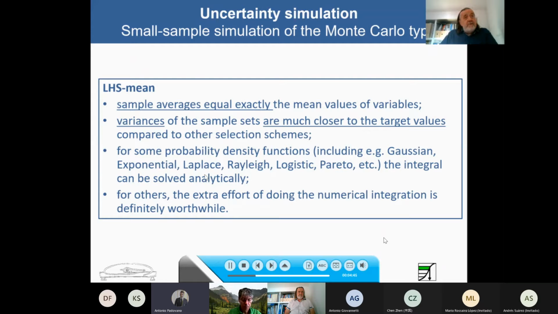Actually, for some probability density functions, like Gaussian, exponential, etc., the integral can be solved analytically, but we have other probability density functions where we have to do numerical integration, but it's definitely worthwhile.